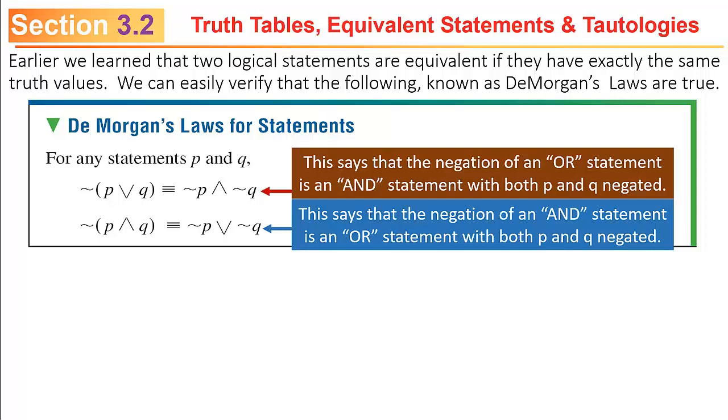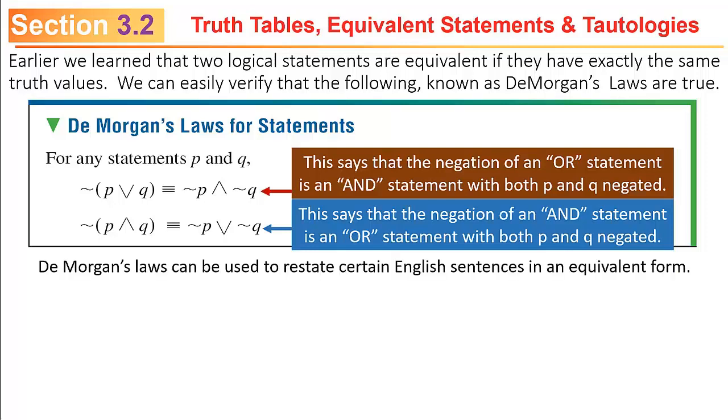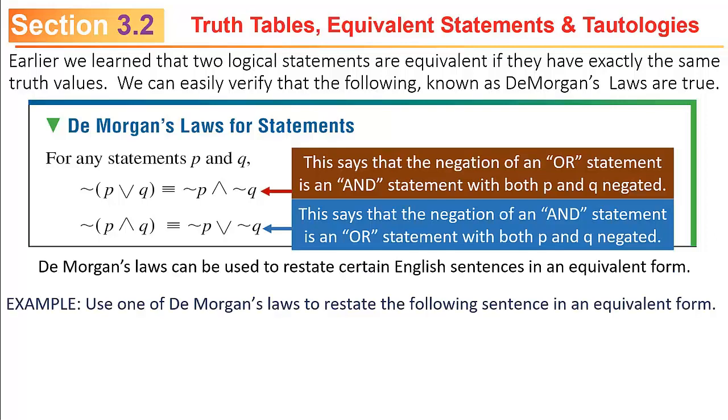OR becomes AND becomes OR, and the tildes distribute like a minus sign. So these are really easy to remember. De Morgan's laws can be used to restate certain English sentences in an equivalent form. For example, I might ask you to use one of De Morgan's laws to restate the following sentence in an equivalent form. It is not true that I graduated or I got a job.